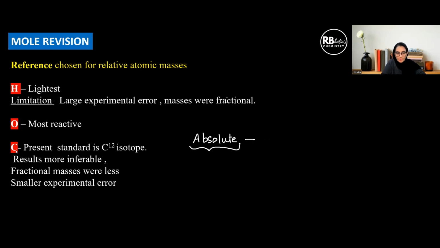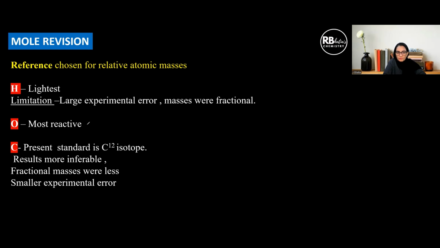Hence, absolute atomic masses are not measured, whereas relative atomic masses are measured, and for that, a standard reference had to be chosen. The first chosen standard was hydrogen. Why chosen? Because it was the lightest element. But why discarded? The limitation of choosing hydrogen to find atomic masses was that the results had large experimental error and the masses found were fractional. So it was replaced by a chosen standard, oxygen.